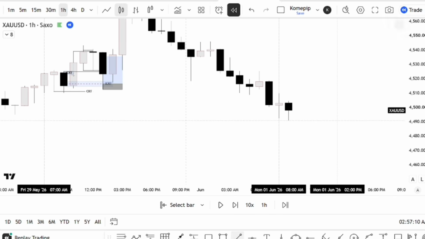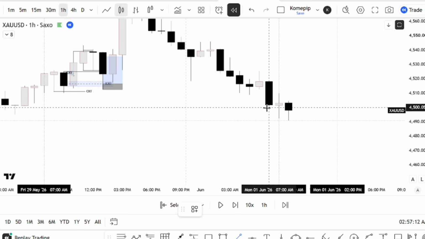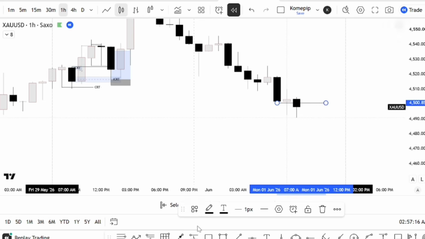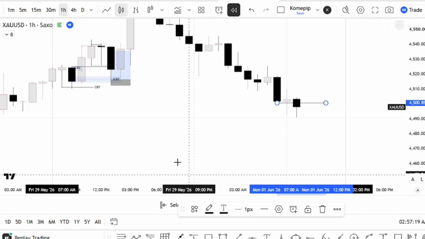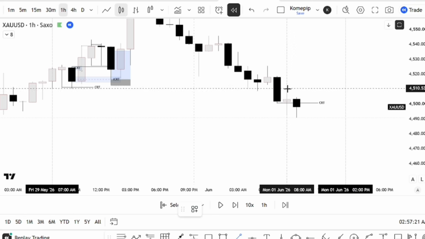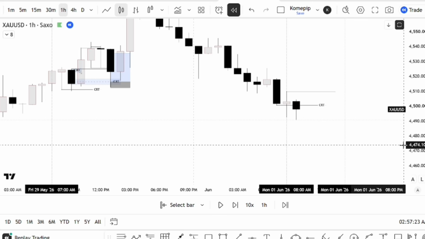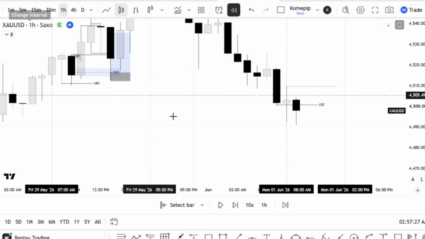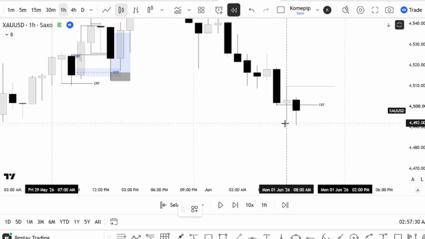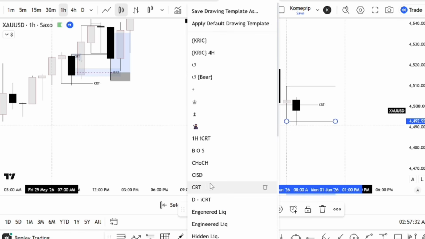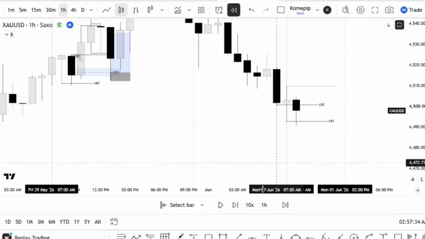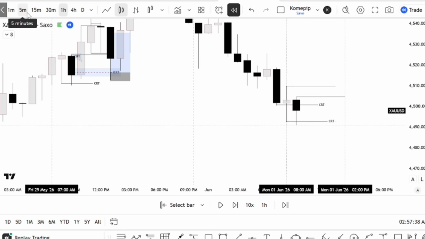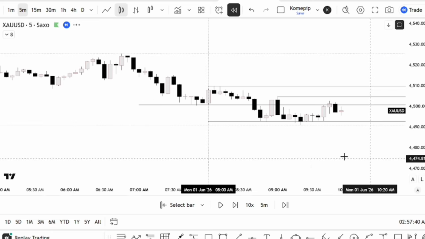So as you can see, we have our CRT. This is the regular CRT right there. Once our CRT is formed, what else? We want to see price break this level. So immediately price breaks this level, this is when and only when we are interested in the buy. We also have a CRT here, and the same thing applies to this zone. When we see that happen, then we can start looking for our buy entries.